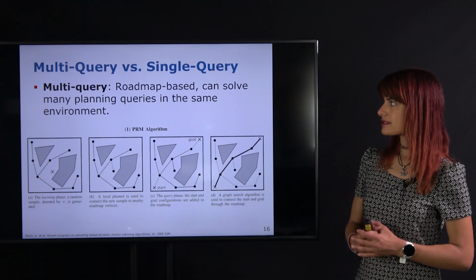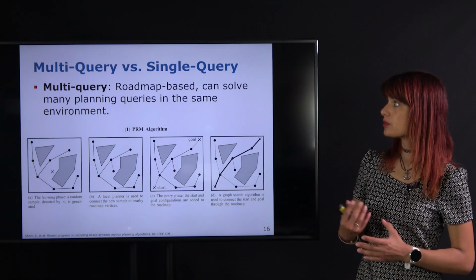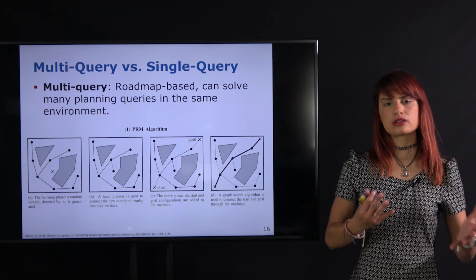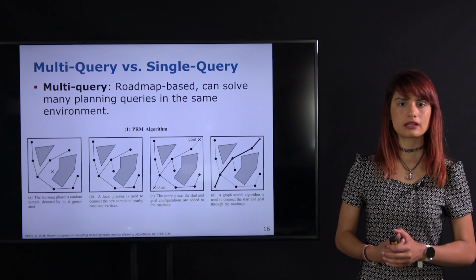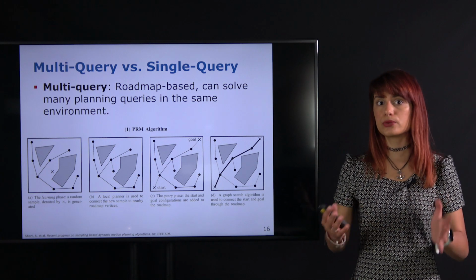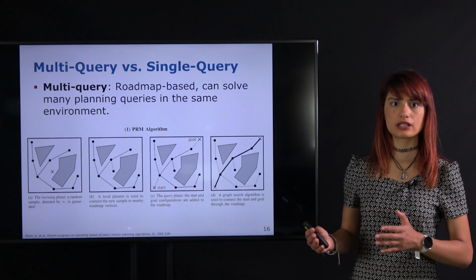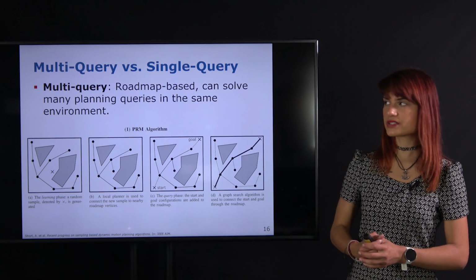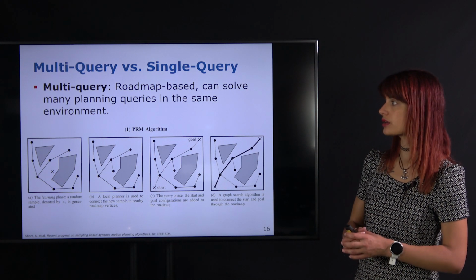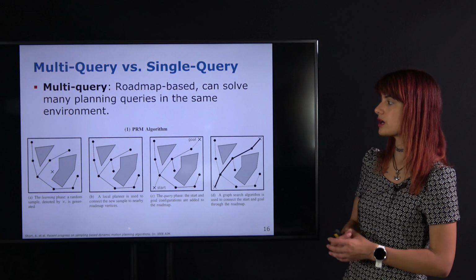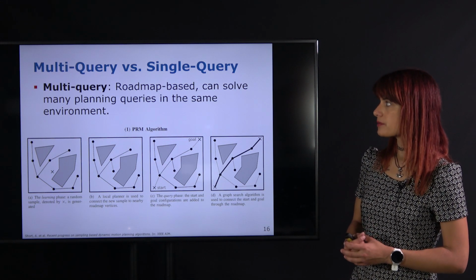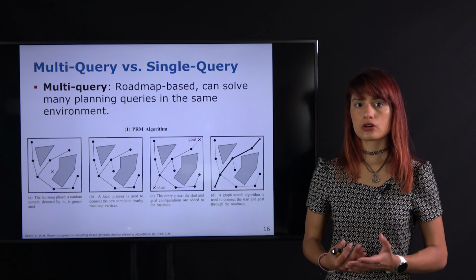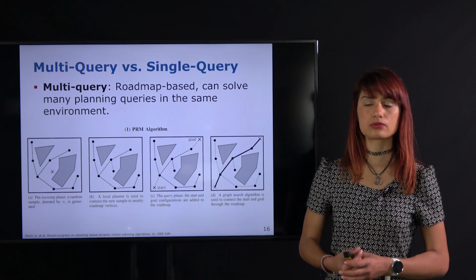So the next concept that we want to introduce is multi-query and single-query planning. Now that we understand the general idea behind sampling-based planning and how we can go about implementing the two key steps of sampling and collision checking, we can move on to trying to categorize and understand specific algorithms. So one category of sampling-based planners is multi-query. Multi-query algorithms build a roadmap of the environment which is then suitable for querying for different planning problems in a repeated way.